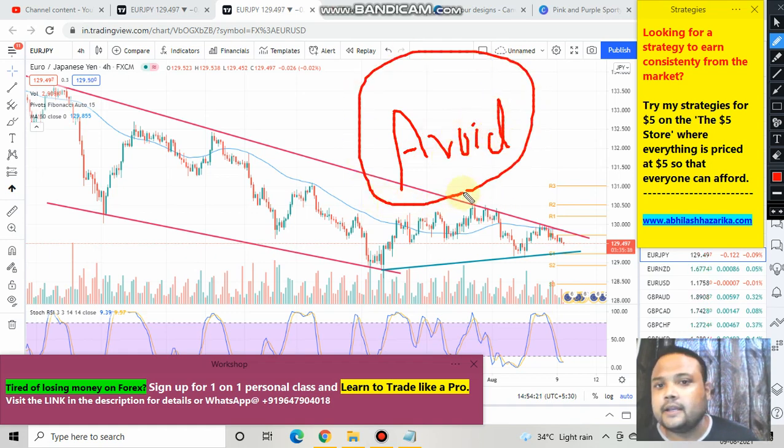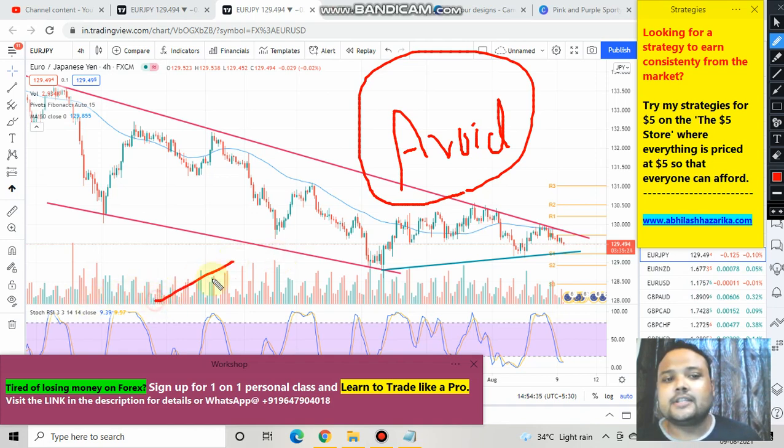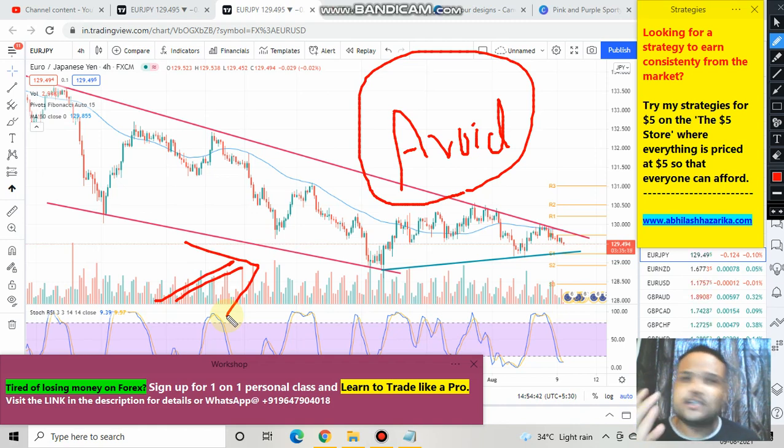Because my theory is simple. You should be loyal towards making money, not towards any particular currency pair. And do you really think that after considering all these things, all these complications, this chart deserves your hard-earned money? I do not think that this kind of complicated chart deserves your hard-earned money.